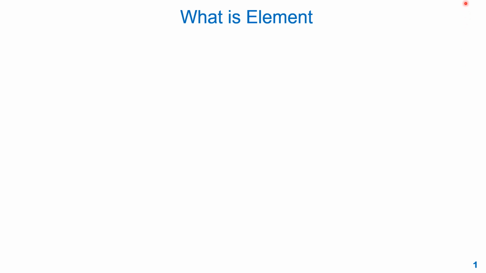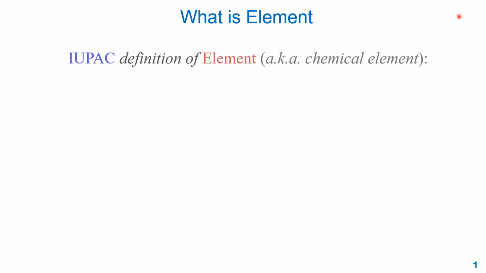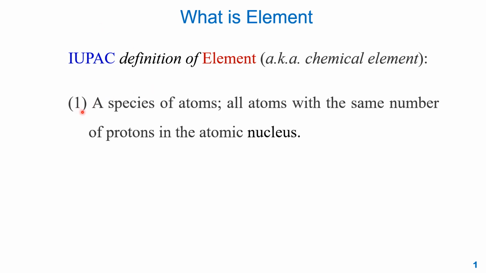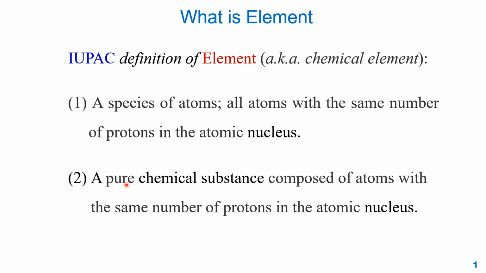Today we'll talk about the element and atoms, and how to draw the electron configuration of the atom. Okay, first we'll talk about the definition of element. Based on IUPAC, that's the International Union of Pure and Applied Chemistry, an element could be a species of atoms, and all atoms with the same number of protons in the atomic nucleus. Another definition of the element is a pure chemical substance composed of atoms with the same number of protons in the atomic nucleus.